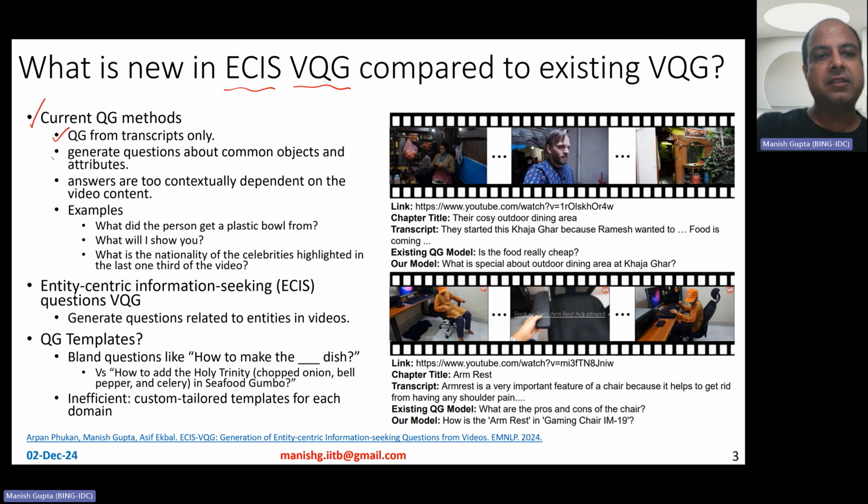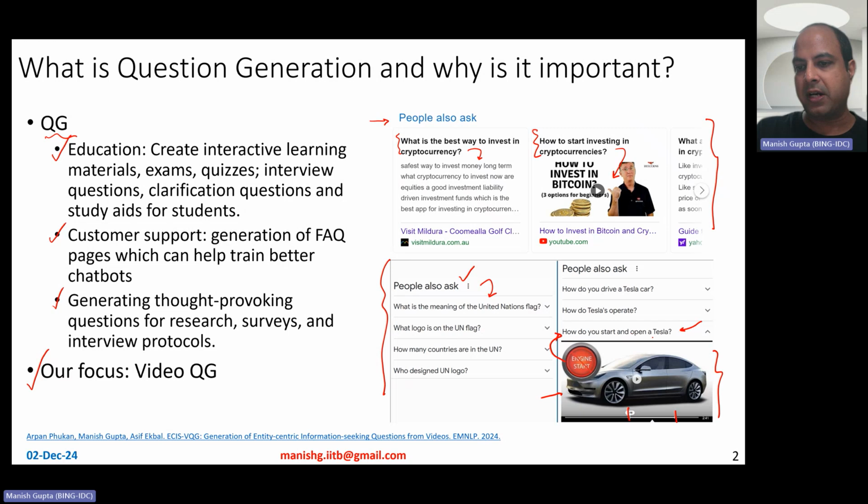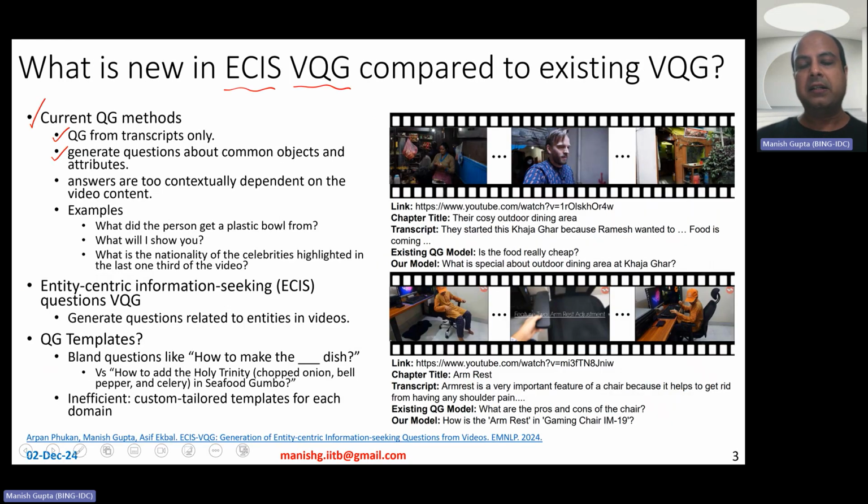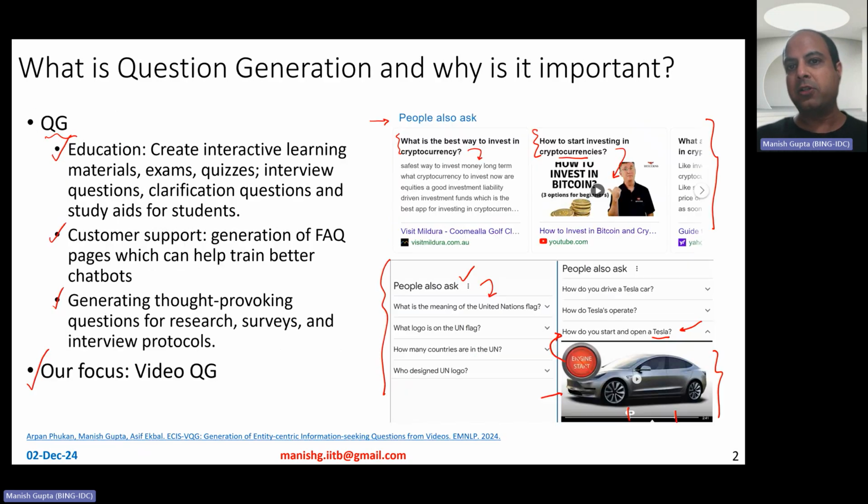They also generate questions about common objects and attributes rather than specific entity-seeking questions like this: how do you open and start a Tesla? Or how do you start investing in cryptocurrencies? Rather than these particular entities or nouns, they focus more on common objects and attributes. For example, they can generate questions like, what did the person get a plastic bowl from? Which is very contextually sensitive based on the video content. It's not a generic question that can be shown in a people also ask block in these search engines.